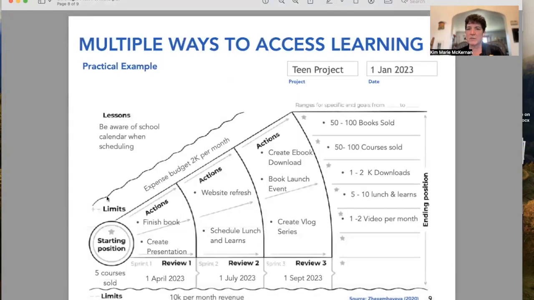Then this was for one of the overall objectives. We had a starting position and an ending position, and we were able to quarterly track how we were doing against these goals. So this is just another option in addition to the ones Mike shared.